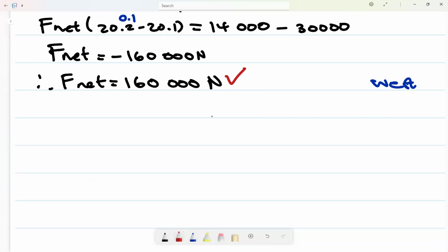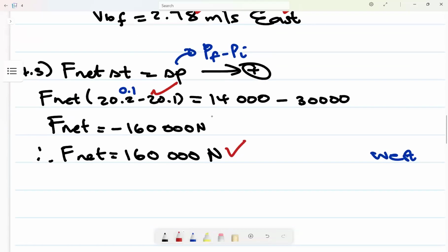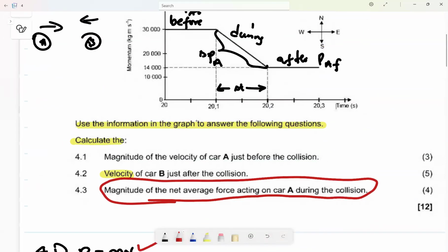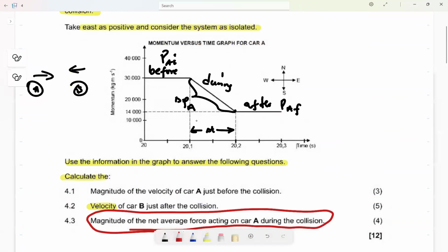1 mark for the final answer, 1 mark here, 1 mark there, 1 mark for the formula. Then you are done. That's how easy momentum and impulse questions are, okay? Let us be in a position of getting full marks in the exam.